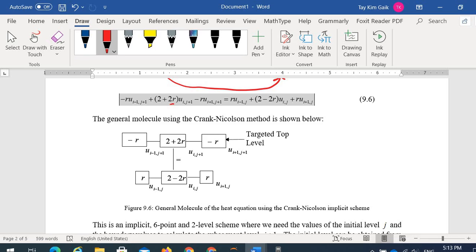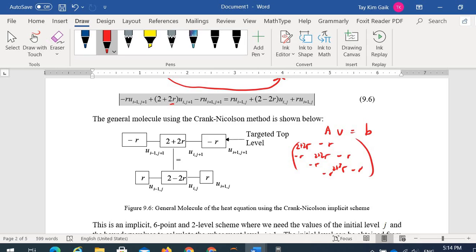If the top level has more than one cell, you get implicit, because you get a system of linear equations. If explicit, your top level will be only one cell, so the top level cell directly depends on the bottom level and you can get the value directly. But in this case, you get a system of linear equations, AU equal to B, where the main diagonal is 2 plus 2R, 2 plus 2R, 2 plus 2R, and the off diagonal is minus R, minus R, minus R.